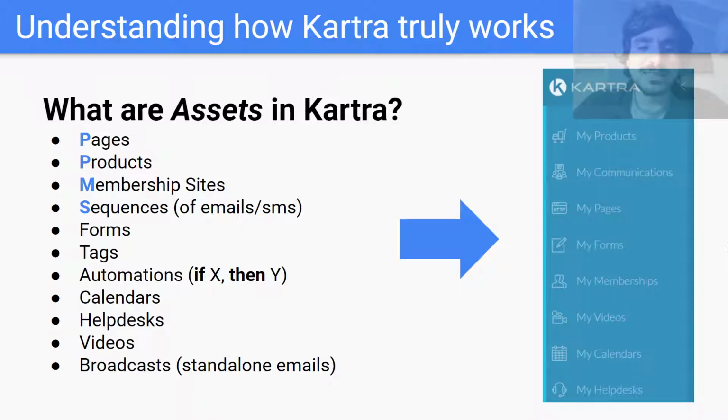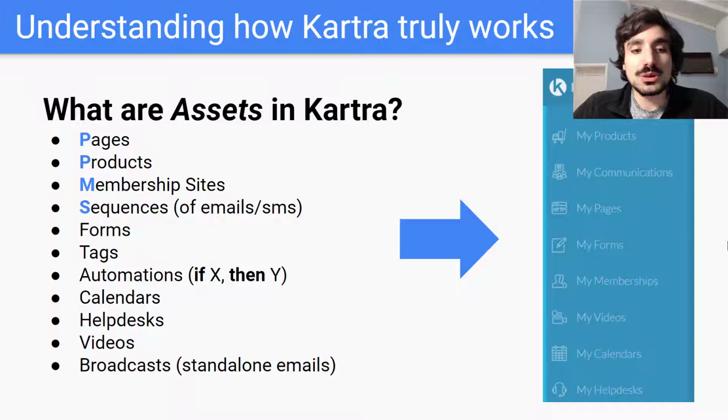So what are assets in Kartra? Well, pages, products, membership, sequences, forms, tags, automations, which are if-then rules, calendars, help desk, video, broadcasts that are standalone emails. Those are assets in Kartra, and you might be familiar with this terminology, because these are common elements that compose sales funnels in general.